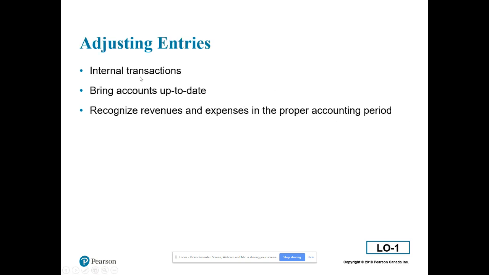These adjusting entries are internal transactions, and they're meant to bring the accounts up to date. For example, many of you have been talking in the discussion groups about supplies and how supplies can be an asset or they can be an expense. They're an asset until they're actually used for the business, and once they're used, that value is transferred to an expense. To do that, we have to do an adjusting entry. This has to do with the recognition principle, which recognizes the revenues when they're earned and the expenses when they're incurred.